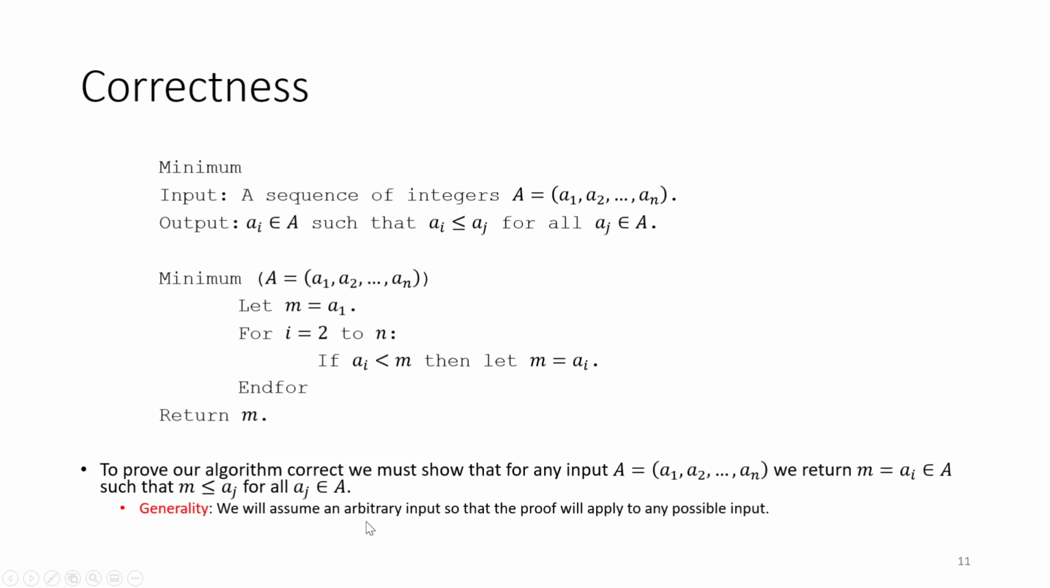We're going to assume our input is arbitrary, okay, any old input, and that way we're going to satisfy that condition that our proof will apply to any possible input. And again, that establishes the property of generality for our proof and for the theorem that we eventually prove. So let's take some of these principles that we've just introduced and apply them to the problem at hand, which is minimum.